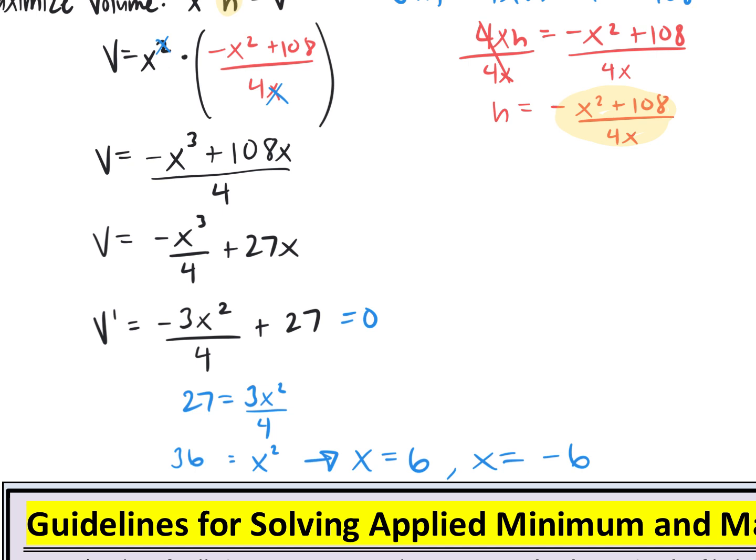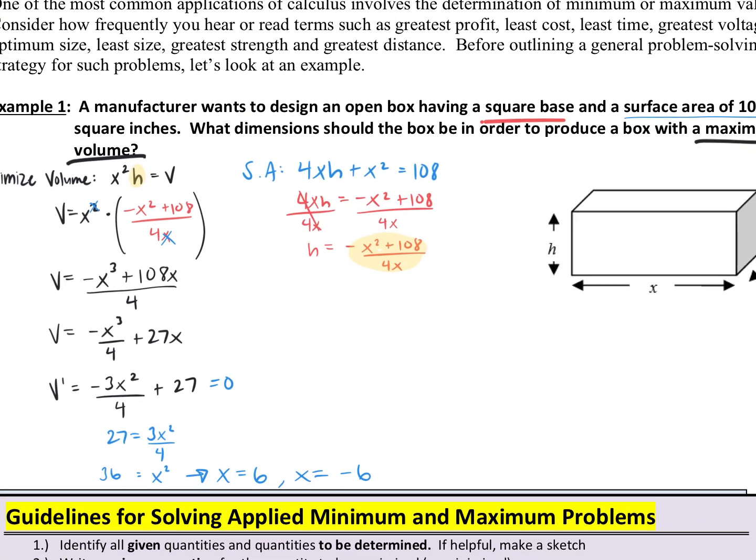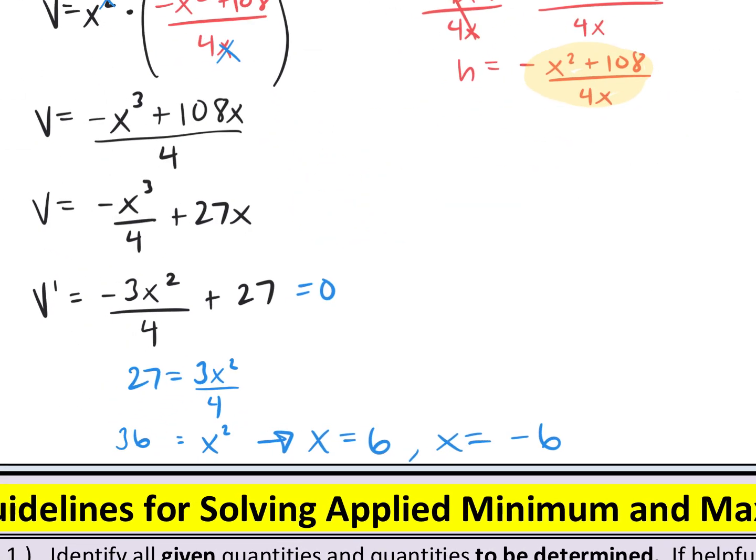Okay, now does it make sense for x to be negative 6 in terms of the problem that we're given? No, x cannot be negative 6. So we have to think about what is my feasible domain for the equation that we're given. We cannot have a negative side length. So x equals 6 is in fact going to give us our maximum volume for this square, or this box, I guess I should say.